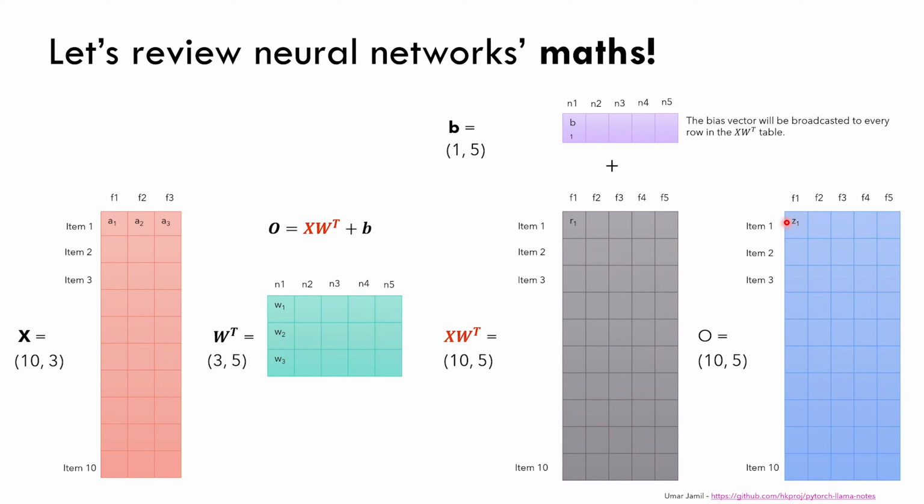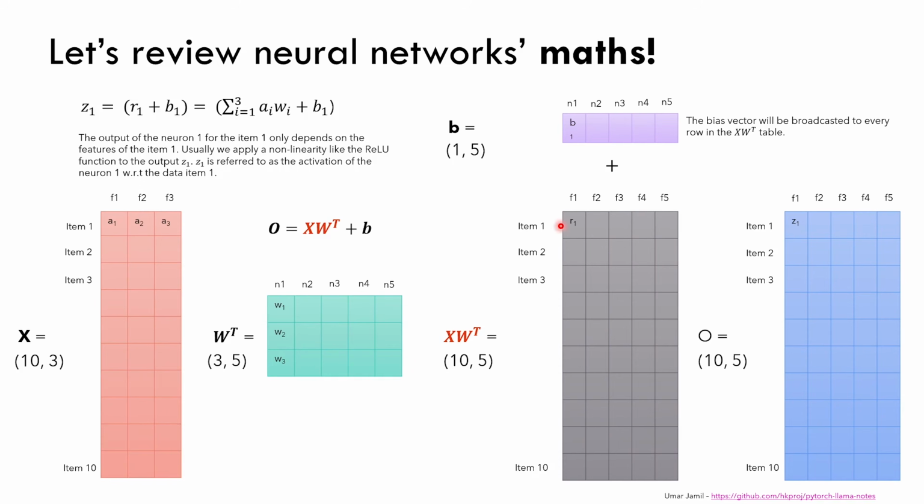And the first item here will be Z1. What is Z1? Well, Z1 is equal to R1 plus B1. But what is R1? R1 is the dot product of this column with this row, or this row with this column. So it's this expression here. So the output of the neuron 1 for the item 1 only depends on the features of the item 1.